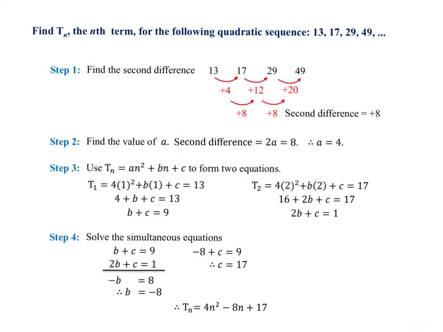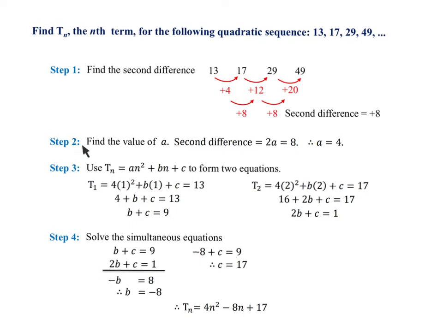Now let's say we don't have a graph and we just have this sequence here. How will we find the nth term? Well, we're still going to use our Tn formula, but this time it's going to be a little bit different. We need to find the first difference, which we know is 4, then 12, then 20. And if we look at the first difference, we can find that the second difference is 8 and 8.